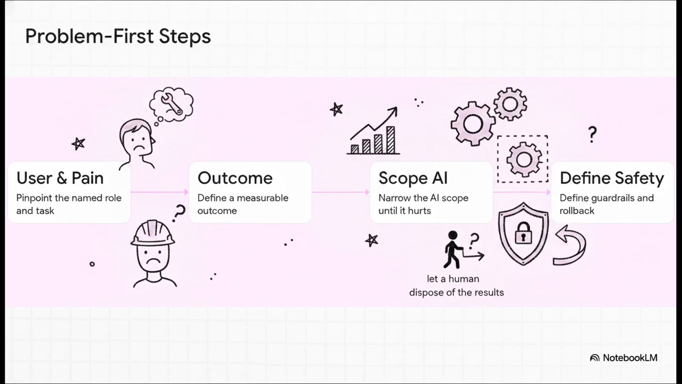Third, narrow the AI intervention until it hurts. Please don't go for full autonomy right out of the gate. Propose a single workflow and let a human handle the results. And finally, define the system and safety. What are your guardrails and what is the rollback plan?